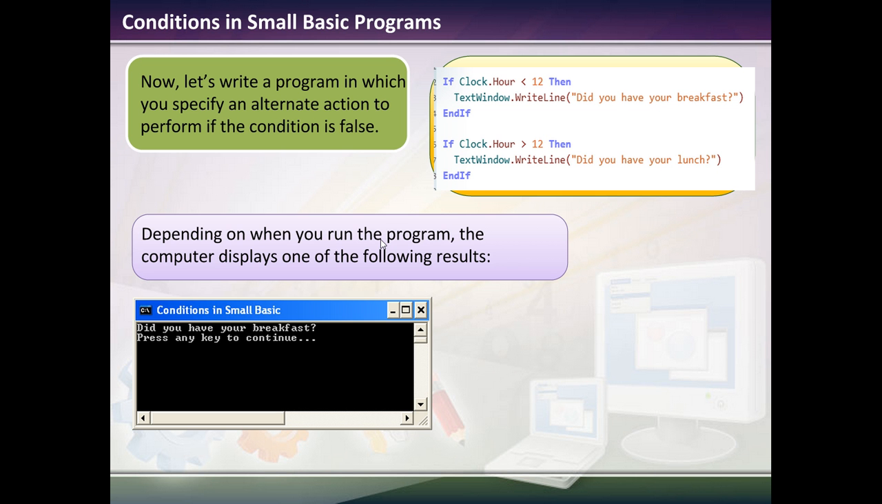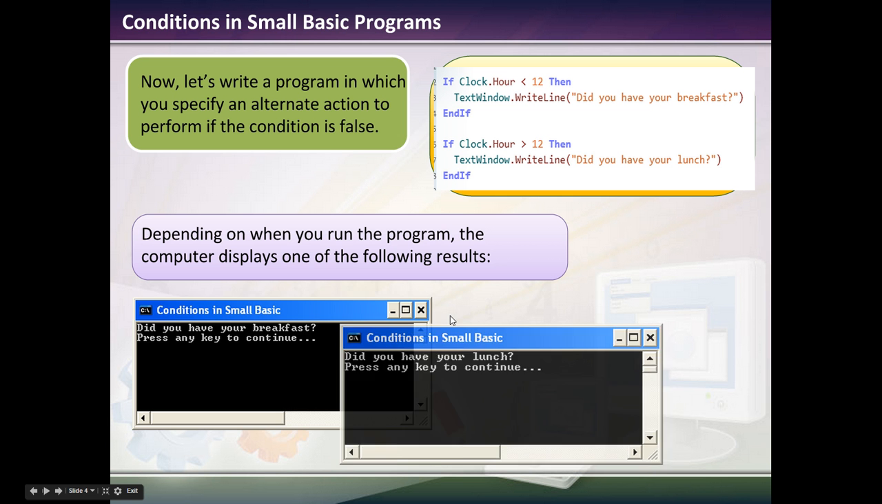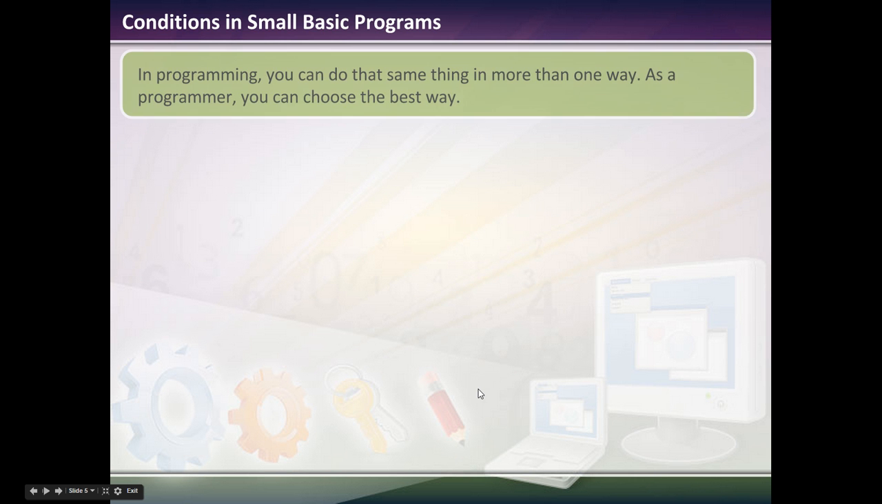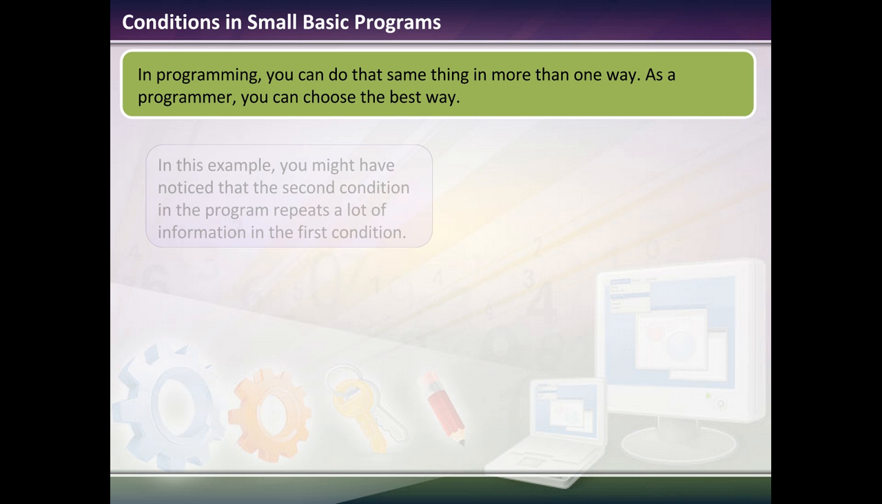And so basically when you run this program, if it's early in the morning, it'll say, did you have breakfast? In other words, if the clock on your computer is 11:59 a.m. or earlier, it'll print this statement. If it is 12:01, it'll print this statement, did you have lunch? Now in programming, you could do that same thing in more than one way. As a programmer, you could choose what's best.